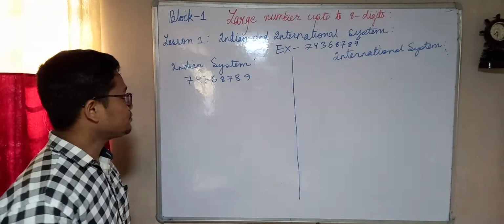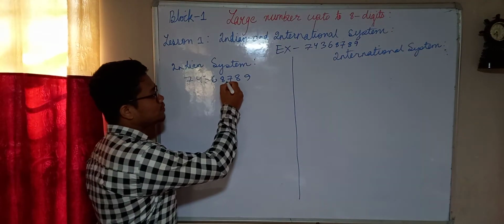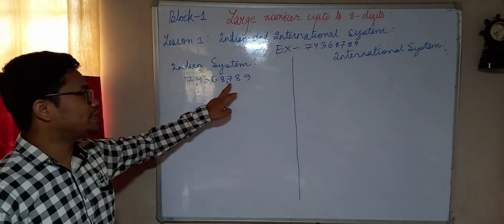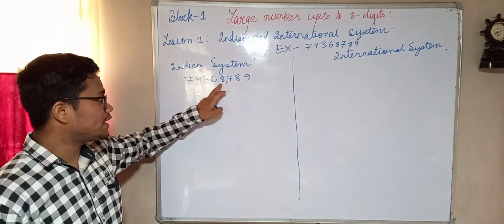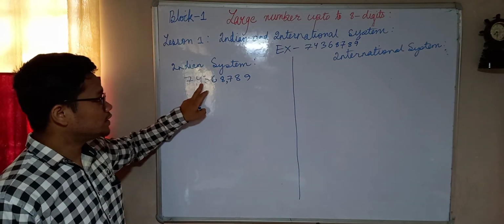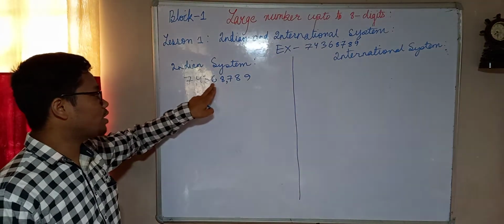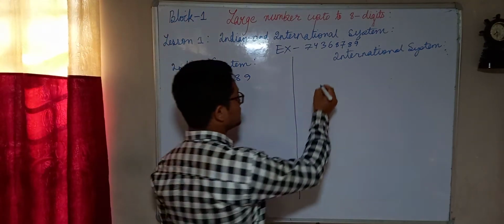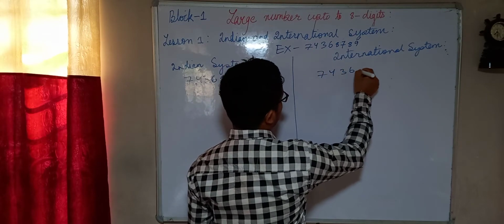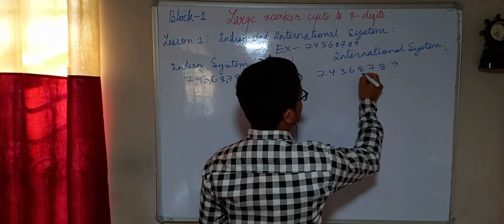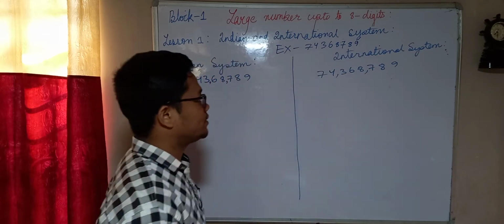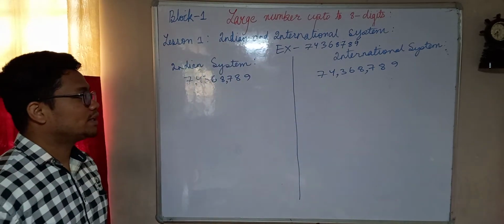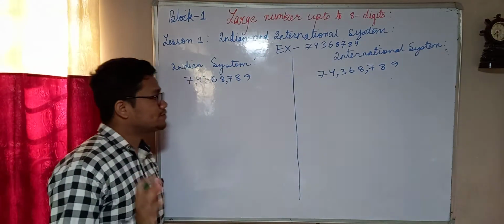In the Indian number system, we keep commas in this way. First, the first three digits are kept separately. Then after that we follow the 2 digit system, giving a comma after every two digits. But in the international number system, we write the same number like this, but we give commas after every three digits. You have to understand this, children. This is very simple, not that hard.